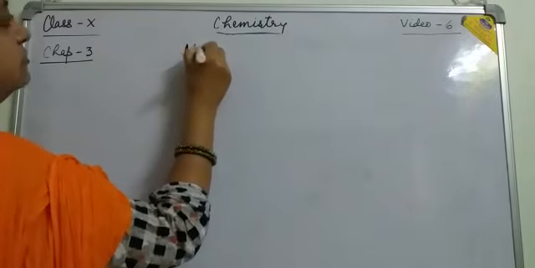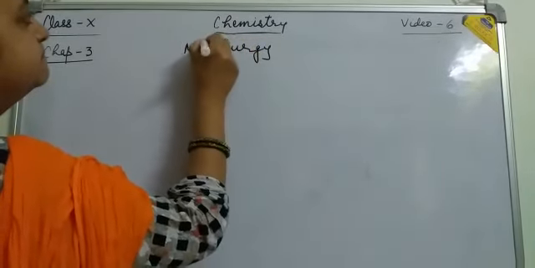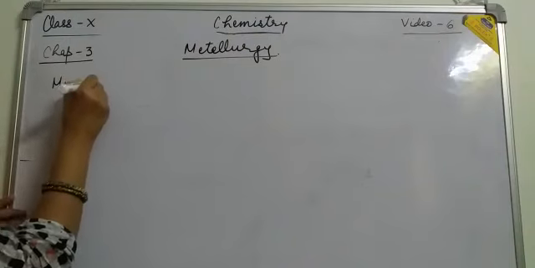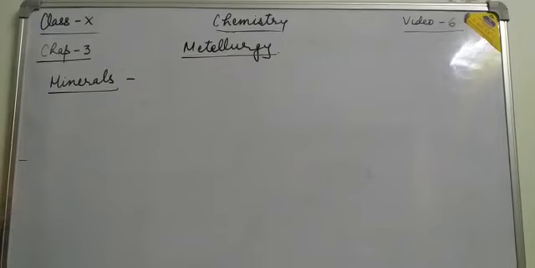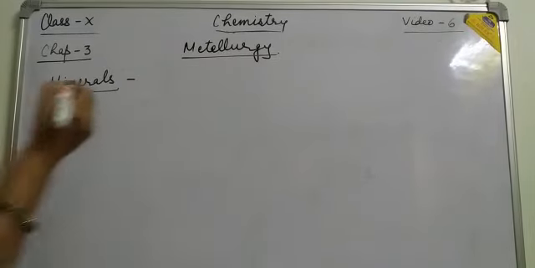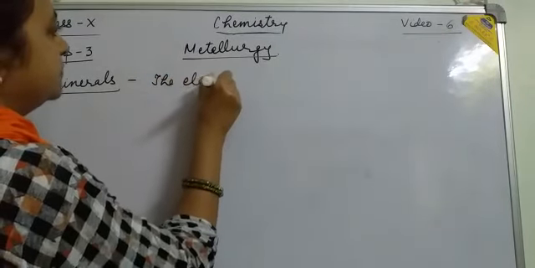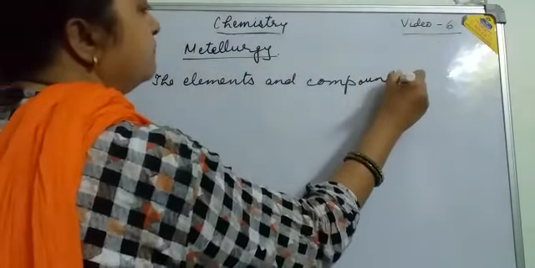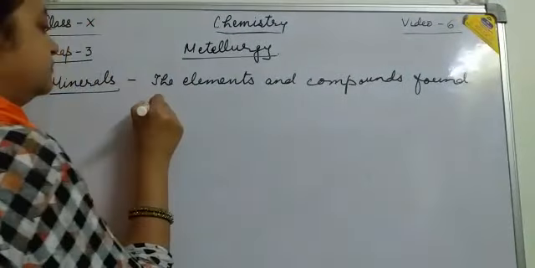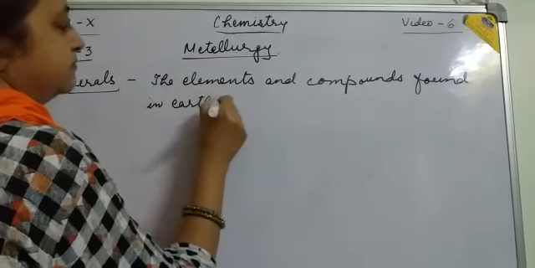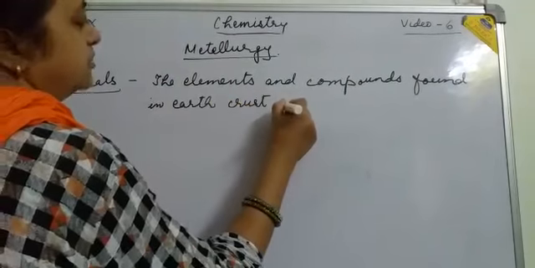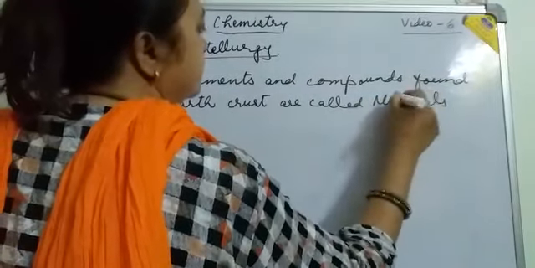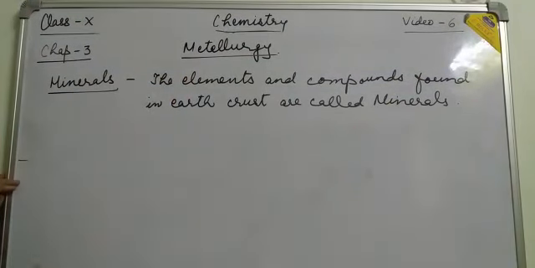Today we will discuss metallurgy. In metallurgy, the first term is mineral. What are minerals? The elements and compounds found in the earth's crust are called minerals. They may be inorganic or organic substances.